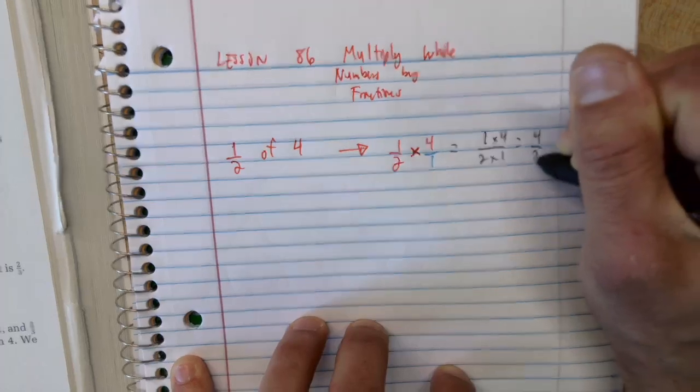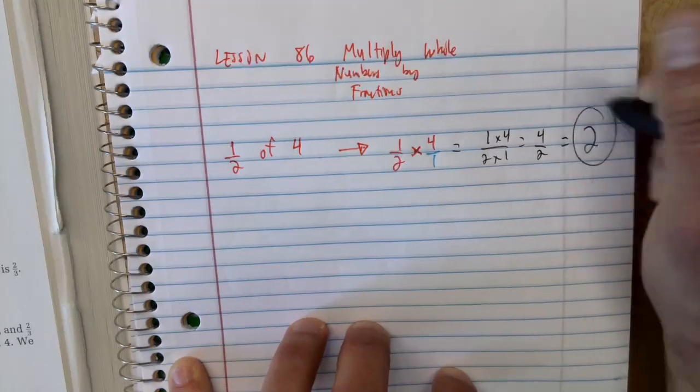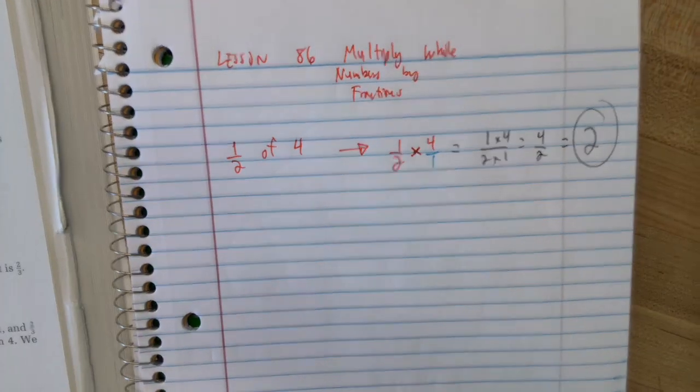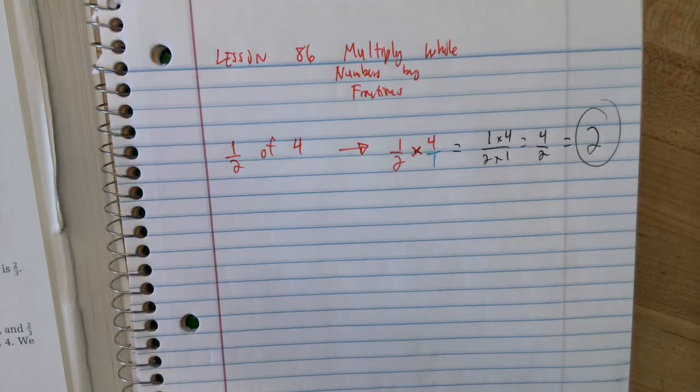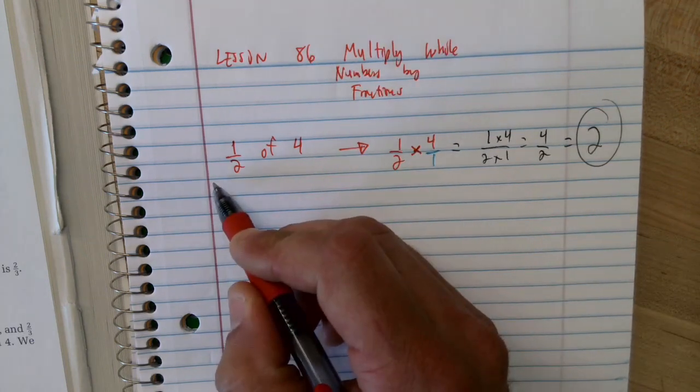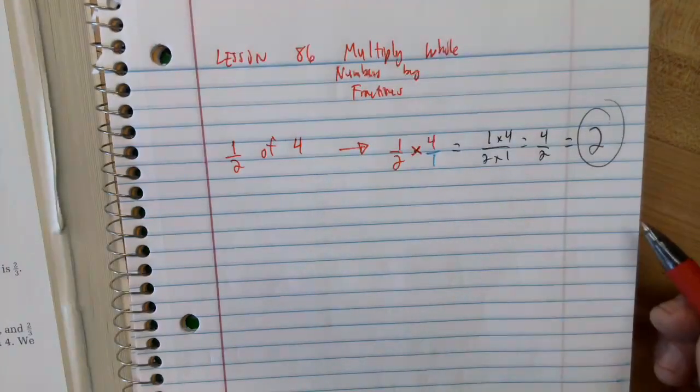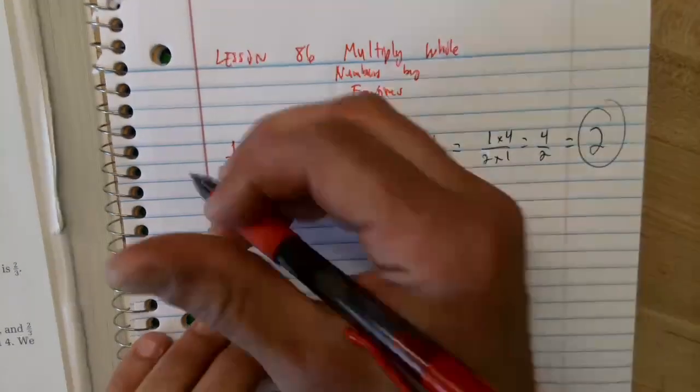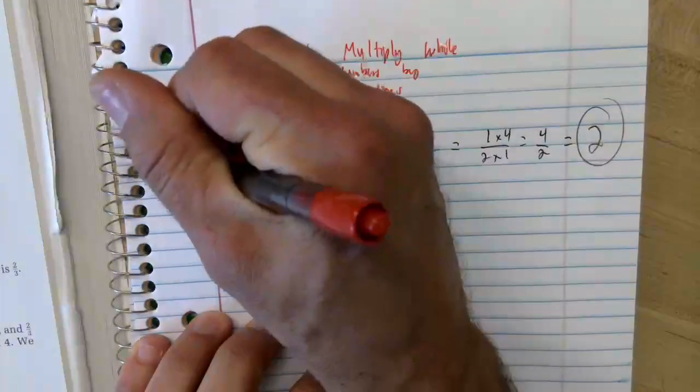So 4 divided by 2 is 2. Oh, you said the answer was 2, right? That's what I said. I know, I'm being silly here. So, half of 4 is 2. That's no big deal.